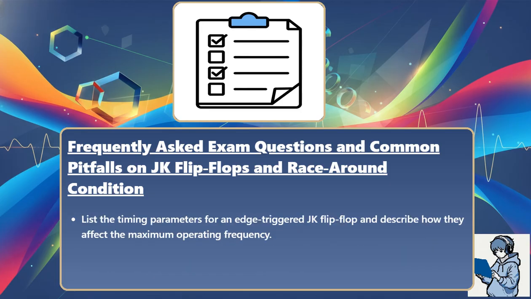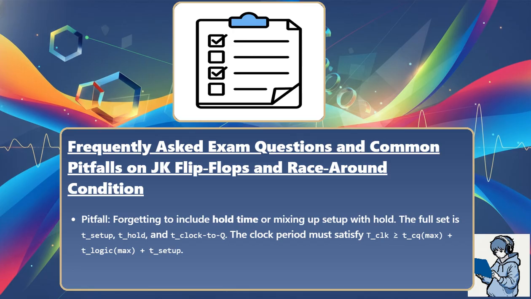List the timing parameters for an edge-triggered JK flip-flop and describe how they affect the maximum operating frequency. Pitfall: forgetting to include hold time or mixing up setup with hold. The full set is T setup, T hold, and T clock to Q. The clock period must satisfy T clock greater than or equal to TCQ max plus T logic max plus T setup.